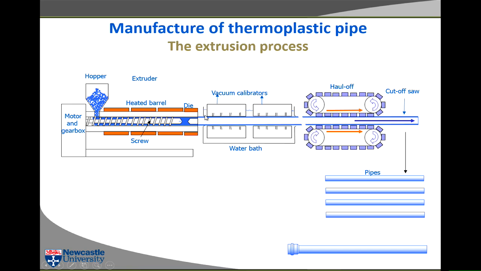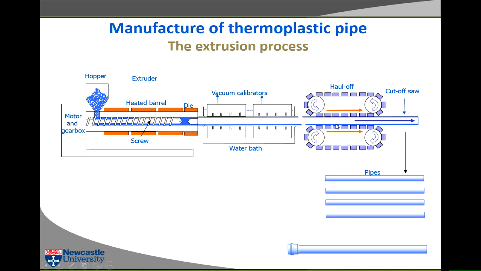And the calibrators themselves are in a water bath. So the whole thing's underwater. There's water lubricating the interface between the pipe and the calibration unit. And actually I've only shown one water bath here. In a real extrusion process there might be 3 or 4 separate water baths to cool the material.